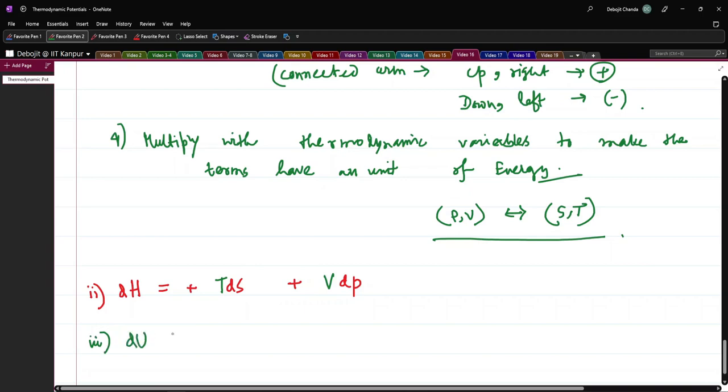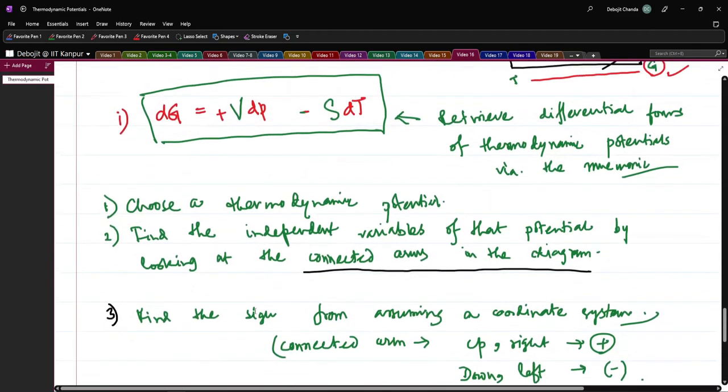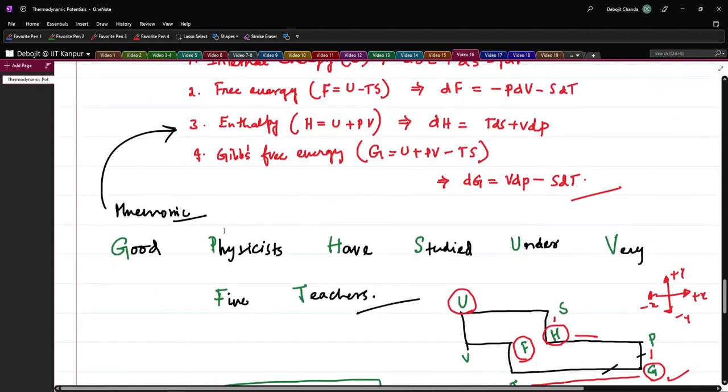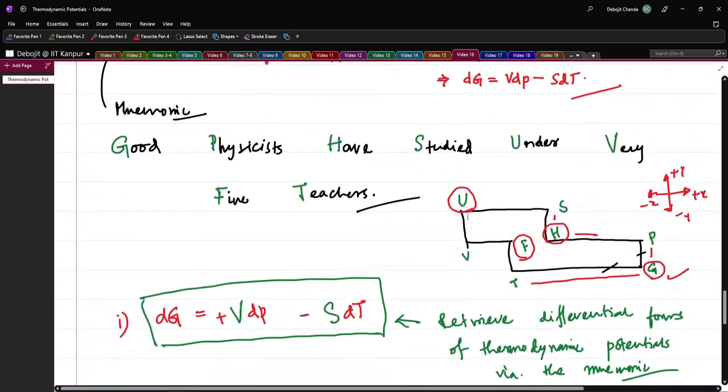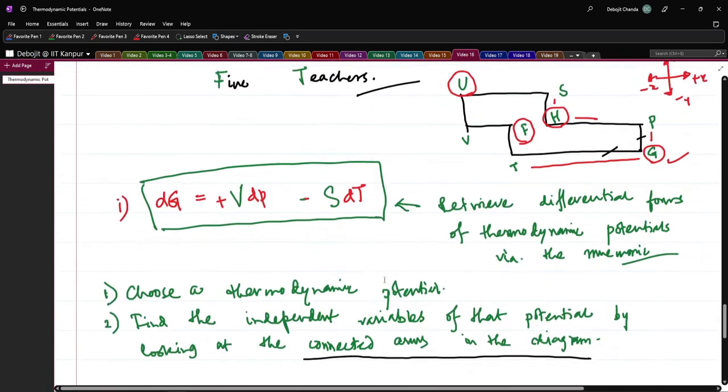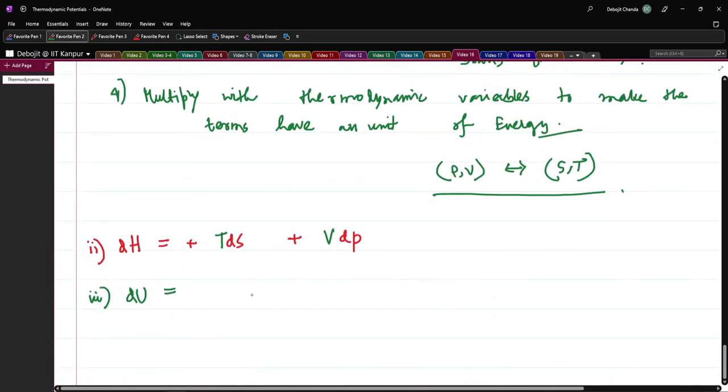Then U, dU is, we can easily obtain this from first law of thermodynamics, but to justify the effectiveness of this mnemonic, we can obtain it from here. So U has entropy and volume as independent parameters, and entropy is in positive direction and volume is in negative direction. So dU will have plus TdS and minus PdV, and multiply T with dS and P with dV. So that's how we obtain the internal energy differential form.